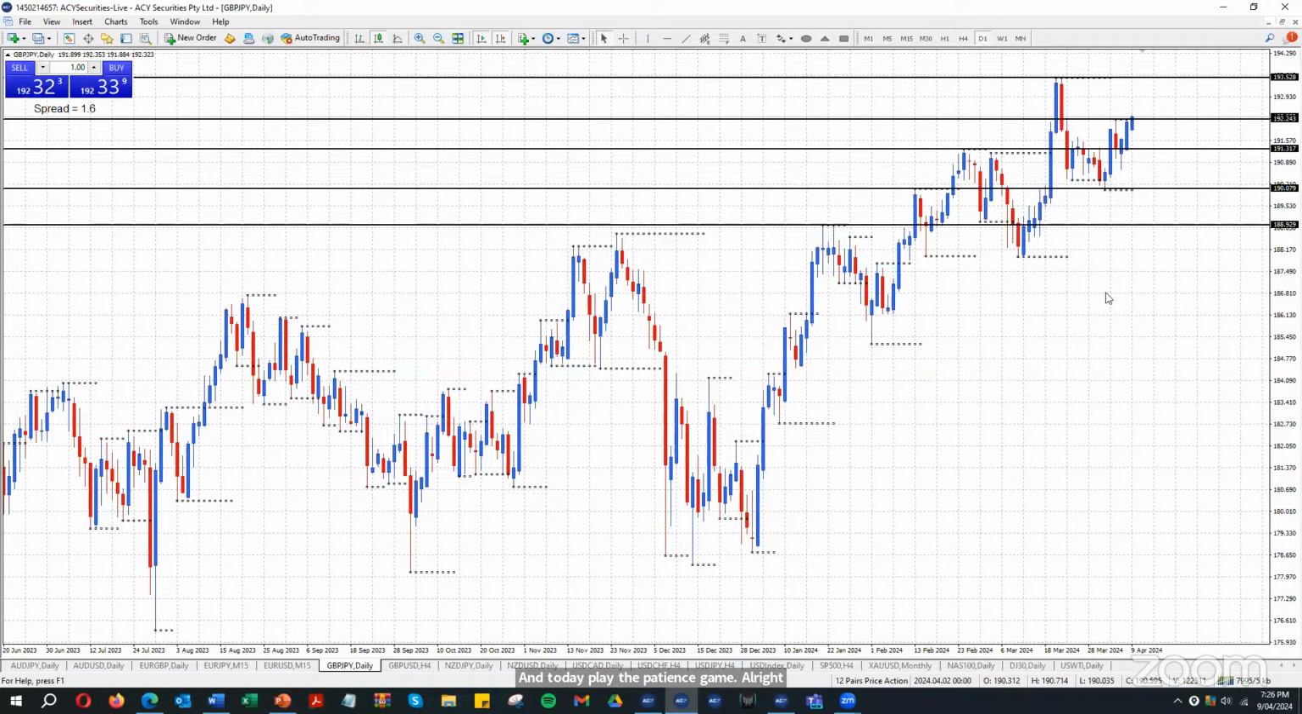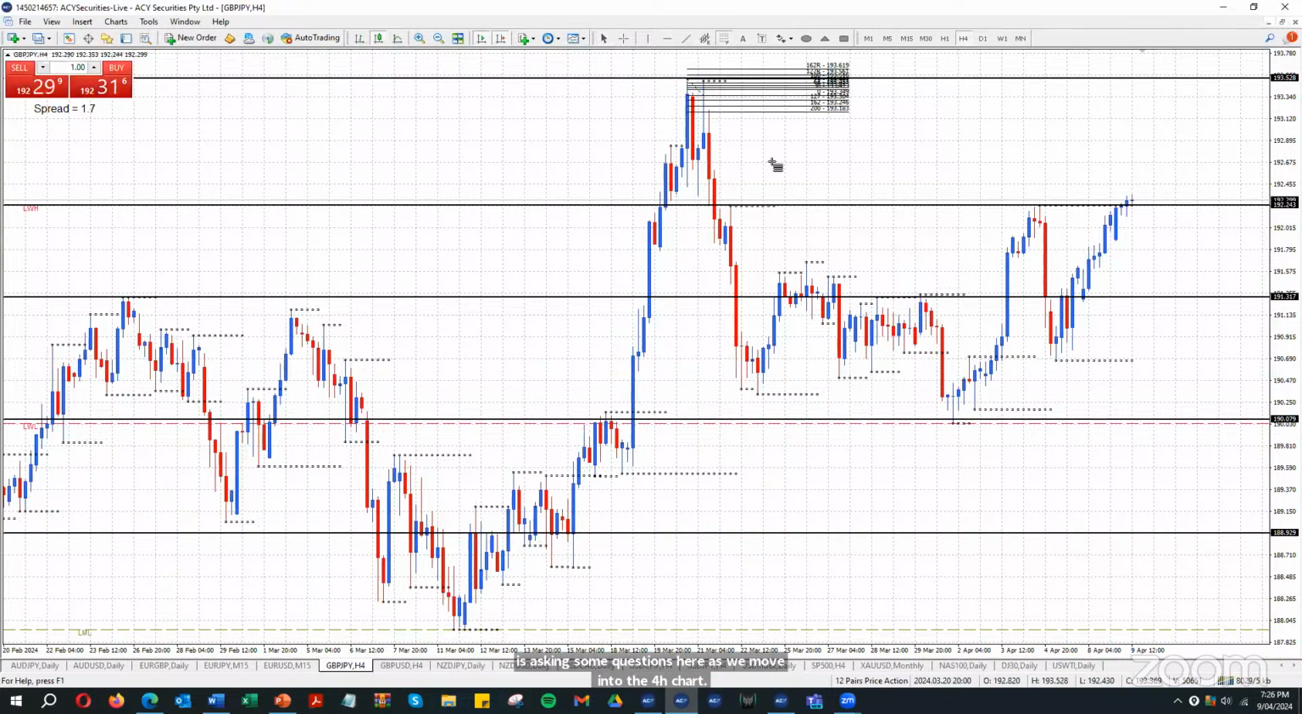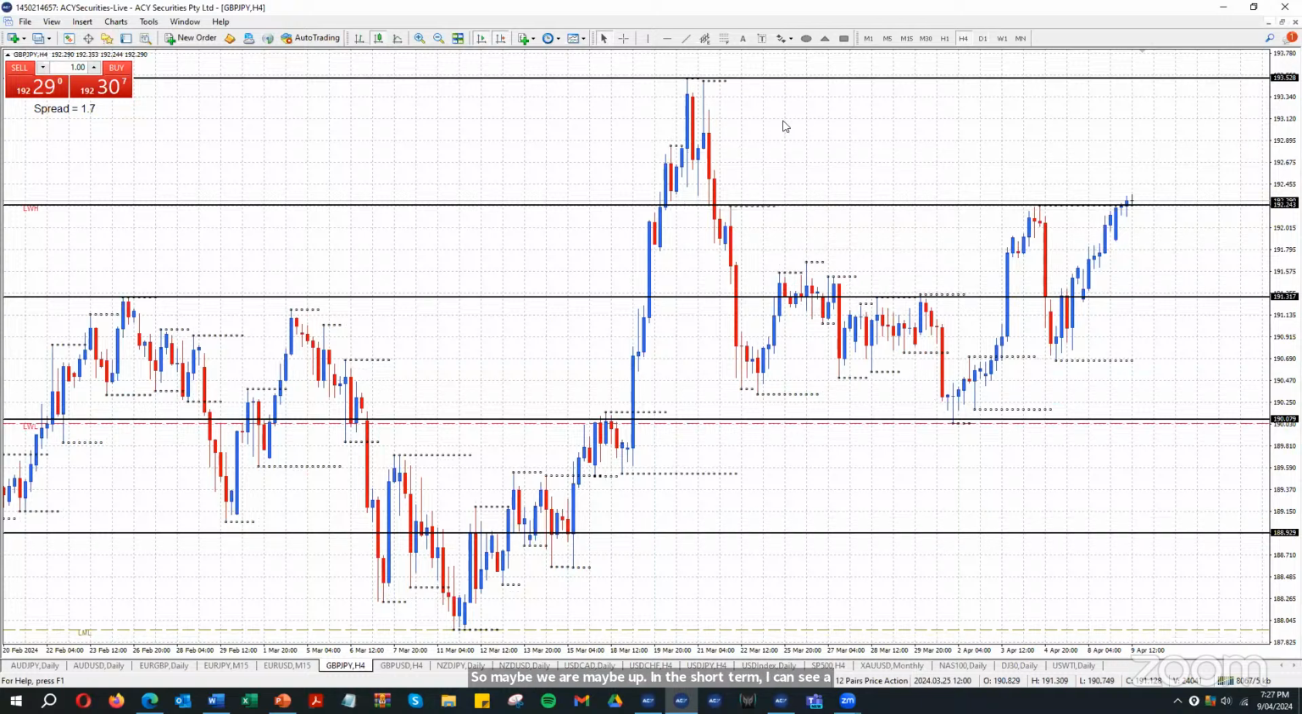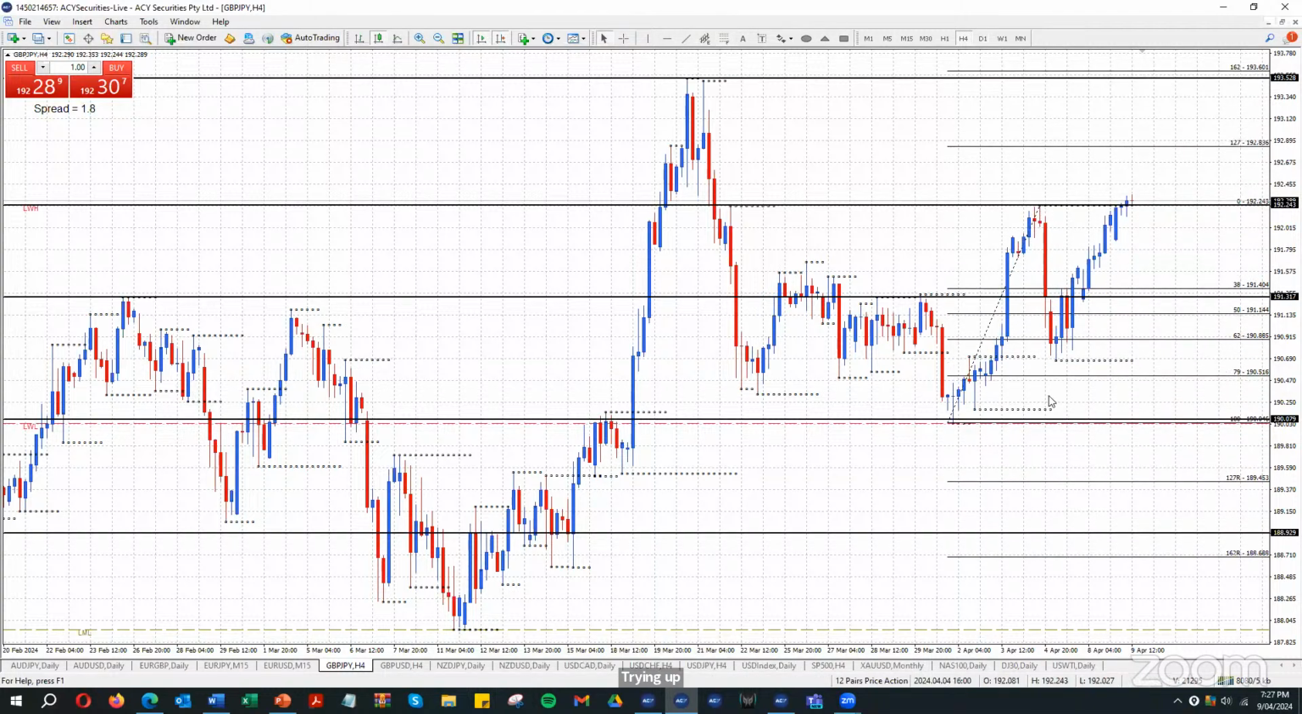All right, pound yen. This is looking like it's maybe coming up to this high, but it is asking some questions here. As we move into the 4-hour chart, I did have this range like so last week. The 62 area here has been a little bit hard to get through. We're trading above at the moment. So maybe we are moving up. In the short term, I can see a 4-hour range of an uptrend here. So we're maybe trading up in this direction at the moment, up towards the 127 extension, assuming we can perfectly break above here.